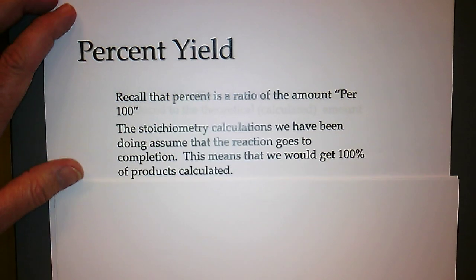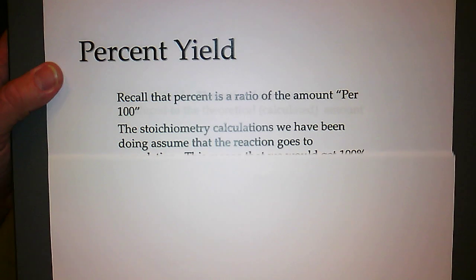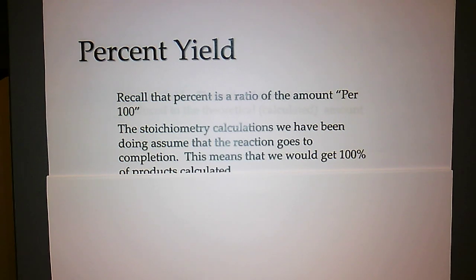In the stoichiometry calculations we've been doing so far, we are assuming that they go completely. Like when I talked about it with combustion, we're going to assume it's complete combustion, all those kind of things. What that means is we would get a 100% yield. Now think about making cookies. If you look at a recipe, maybe it says that this recipe yields 5 dozen cookies.